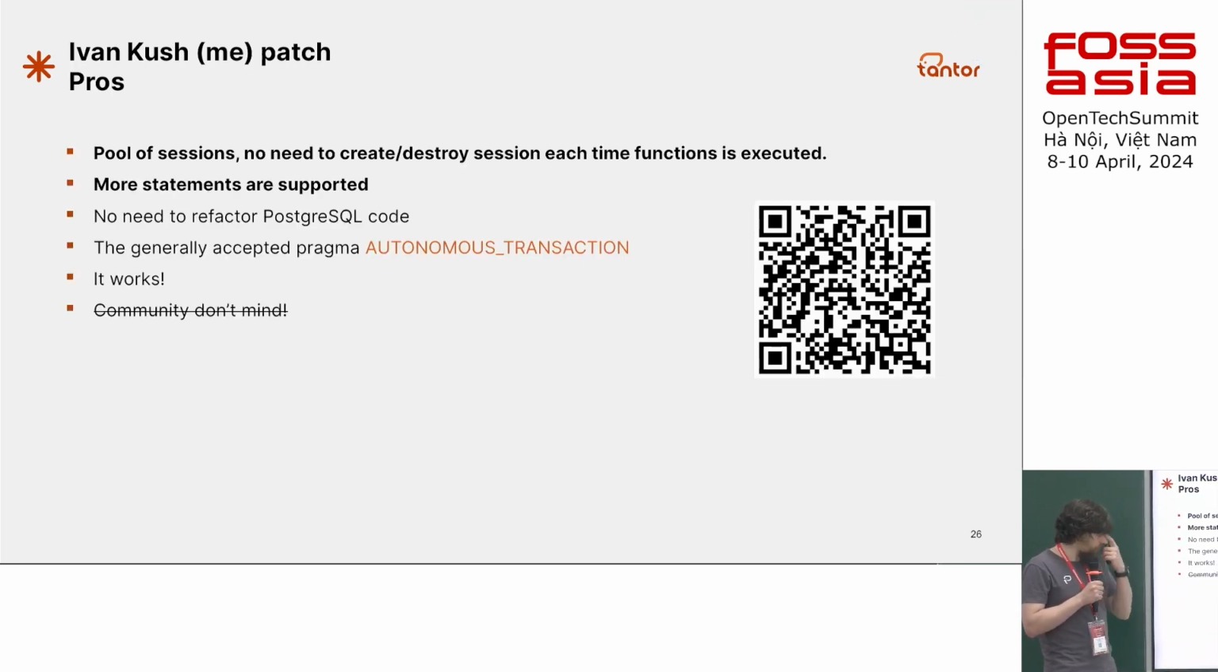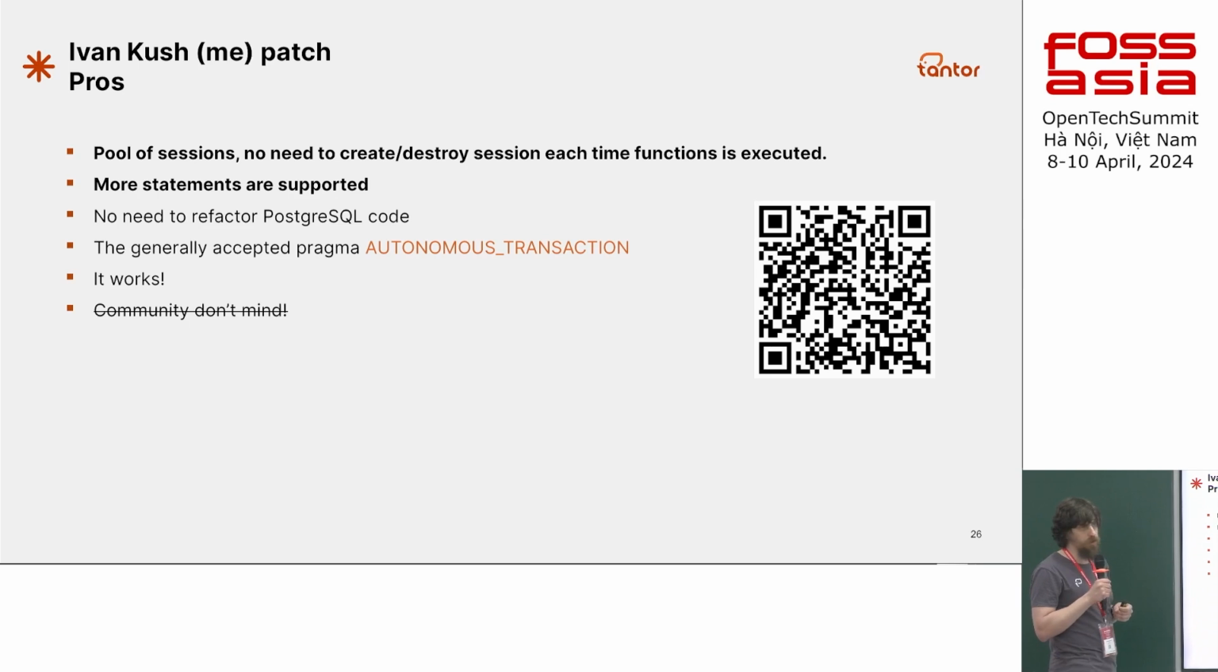So the advantages of the patch: we have a pool of sessions, so there is no need each time to create and destroy background workers when we execute an autonomous function. Also, many statements are supported. Almost no need to refactor the current Postgres code. We use the generally accepted Pragma autonomous transaction, and it works.